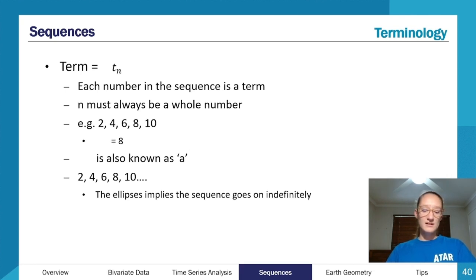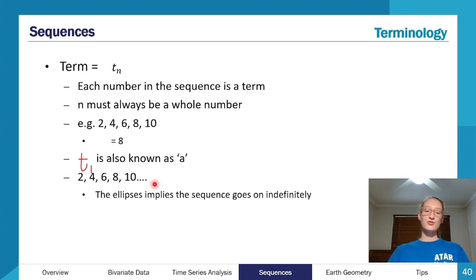But what I wanted to say there is that T1 is also known as A. So that's our starting point, so we can define that. Or sometimes it might be T0, but that's a little bit more depth than we'll be going into today. So A is another way that we talk about our starting point.